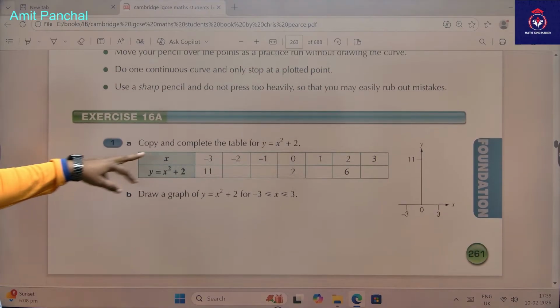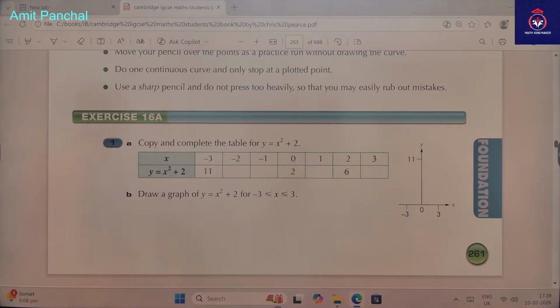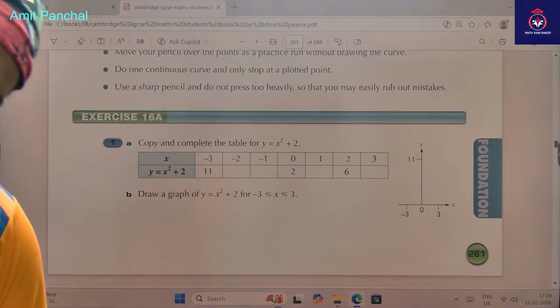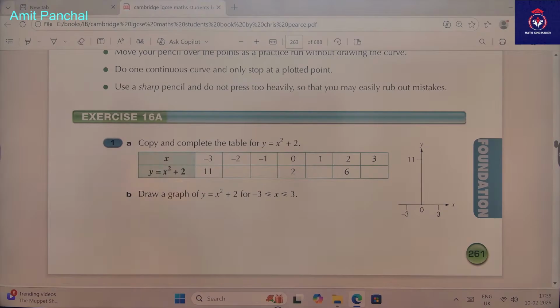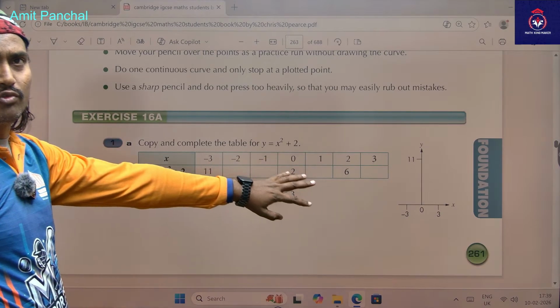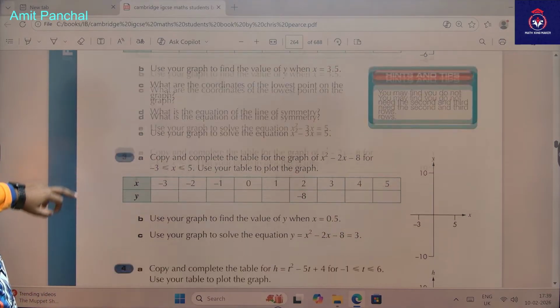Okay. Now copy and complete the table for y equal to x square plus 2. You need to draw the graph of it also. So substitute the values in, right? Yeah. Okay. You have graph paper with you? Not right now. I have the textbooks, so that's it. Okay. So are you aware of how to draw this? Yes, sir. Okay. You can just draw the points. That's easy. Okay.